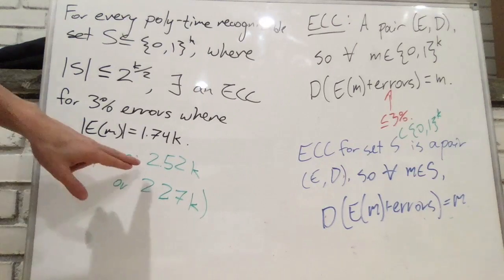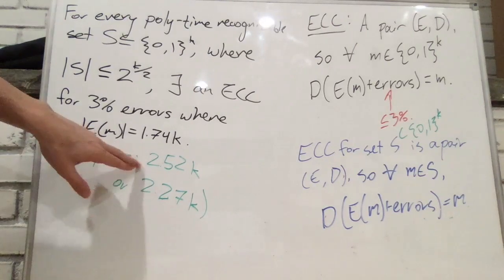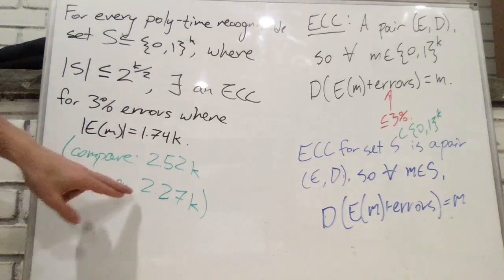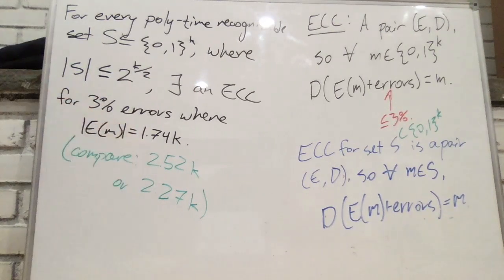So 2.52 is the best known before our work, and our work, as a corollary of this stuff, creates better randomized codes that are efficiently decodable and encodable. So with randomized codes after our work, you can lower it down to 2.27. But either way, it's higher than this 1.74 you get when you just look at S.